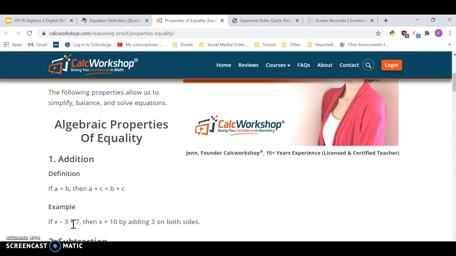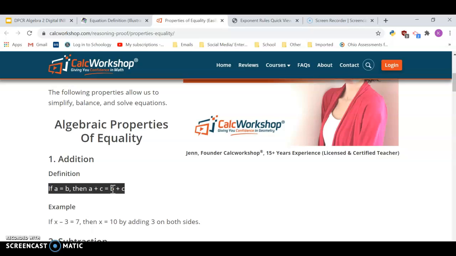Now, in a way, when you do this, it's kind of doing the inverse of what you're doing to find out what x is. So they give us, if x minus 3 equals 7, then x equals 10 by adding 3 to both sides. So what it tells us, this and this are both equal to each other. So if they're both equal to each other, this side and this side, if I add the same number to both sides, then that'll make them still equal to each other. See, because if I add 3 over here, and if I add 3 over here, it's still equal. I'm still doing the same thing on both sides.